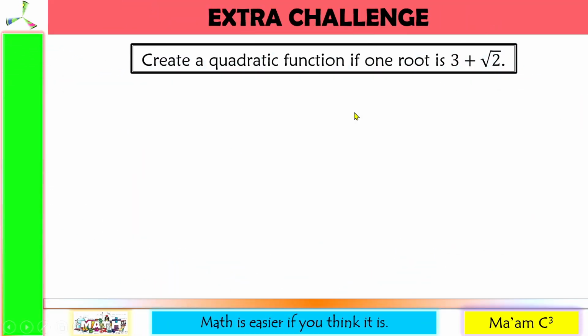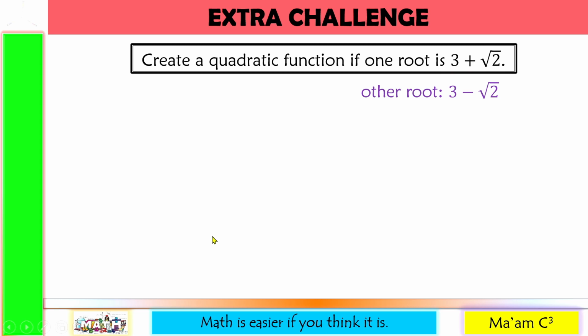Let us do extra challenge. Create a quadratic function if one root is 3 plus square root of 2. We are given only one root in this problem, but 3 plus square root of 2 is an irrational root. And we have learned from our lesson, Nature of the Roots of the Quadratic Equation, that irrational roots always occur in conjugate pairs. Hence, we can determine the other root, and that is 3 minus square root of 2. 3 minus square root of 2 is the conjugate pair of 3 plus square root of 2.